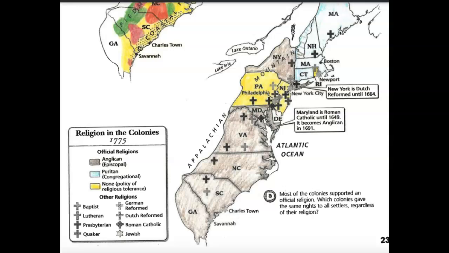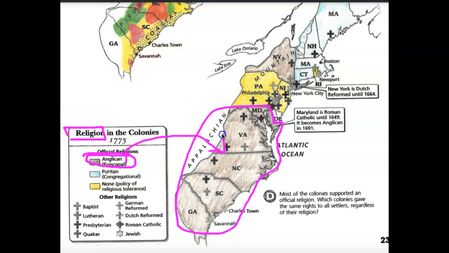Now if we take a look at our map here, this is the religion in the colonies. And you'll notice that if you look at the southern colonies again, and let's chop off Delaware there, that they are mostly this color in the south. And that is Anglican. Anglican is the official religion of the Church of England. So what that lets me know is most of the people living in these colonies were part of the official Church of England. So most of them probably weren't running away for religious freedom.